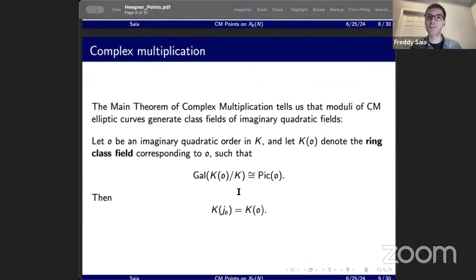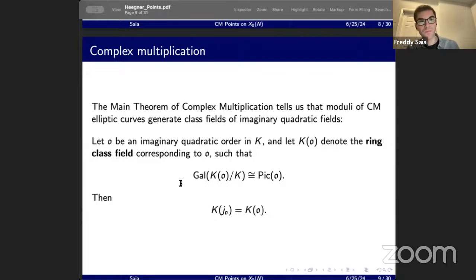And this is all given to you by the main theorem of complex multiplication. That tells you a bit more than I'm saying on this slide. It tells you how these Galois groups act on CM points in a very explicit manner. So Shimura reciprocity, if you want to say those words. But here I'm just telling you what I said on the last slide. The main theorem of complex multiplication tells you that we have explicit class field theory for imaginary quadratic fields, like Kronecker-Weber gives you for cyclotomic fields.